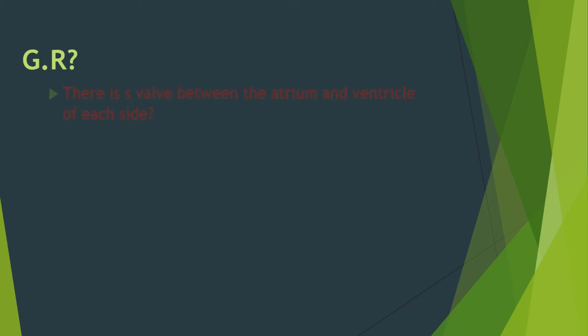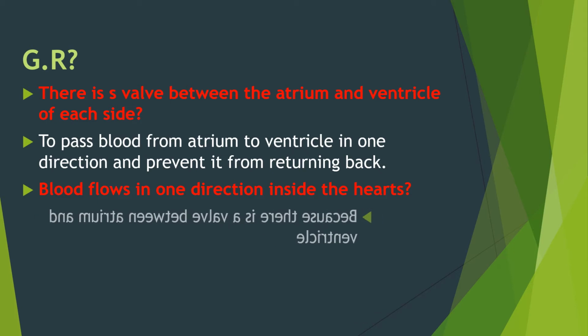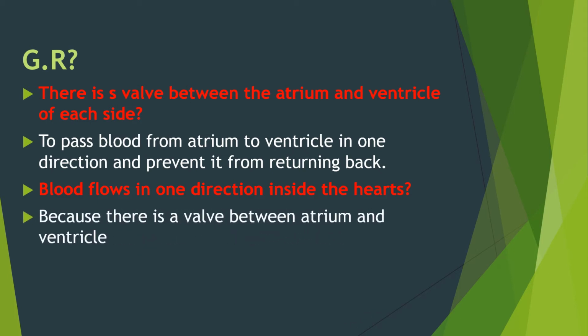Give reason. There is a valve between the atrium and the ventricle of each side to pass the blood from the atrium to the ventricle in one direction and prevent its returning back. Blood flows in one direction inside the heart due to the presence of the valve between the atrium and the ventricle.